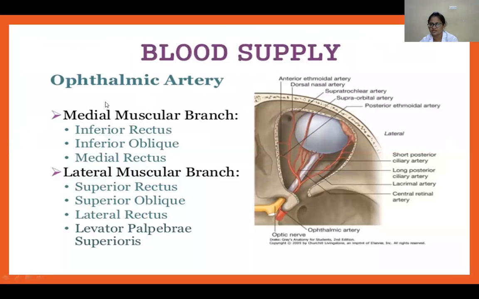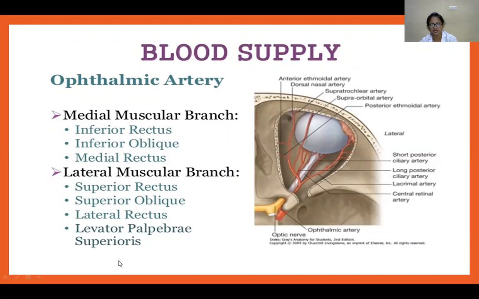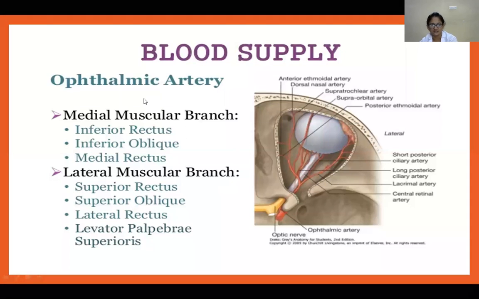All the muscles are supplied by the branches of the ophthalmic artery. It is divided into the medial muscular artery and the lateral muscular artery. The medial muscular artery we had already discussed in the recti muscles. The medial muscular artery supplies the inferior rectus, medial rectus, and inferior oblique muscle, whereas the lateral muscular artery supplies all the remaining muscles, namely superior rectus, superior oblique, lateral rectus, and levator palpebrae superioris. All these muscles are supplied by the medial and lateral muscular branches of the ophthalmic artery.